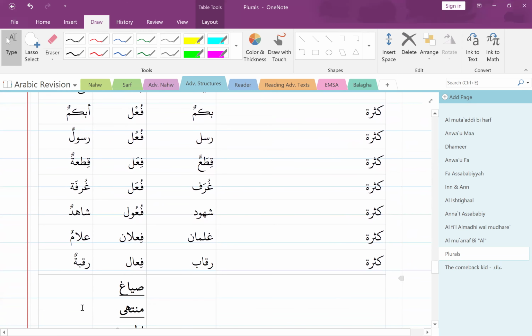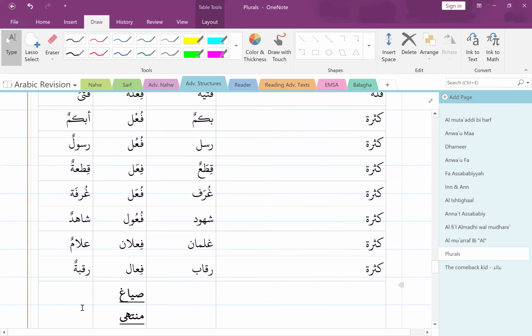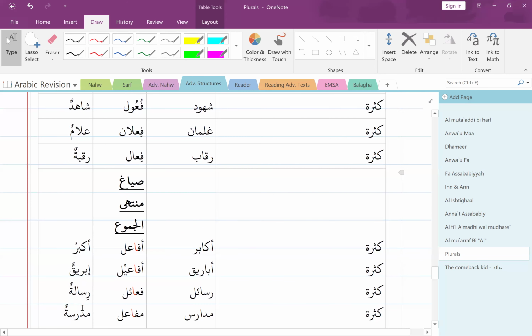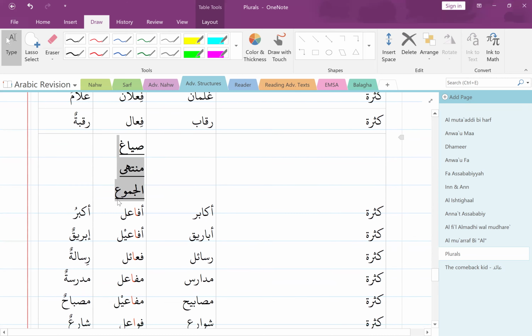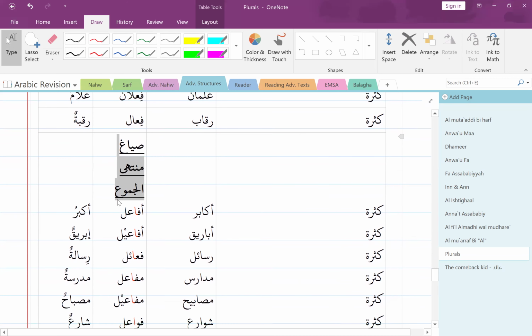I'm going to share this with you so that you can go through them and just get some idea of all these patterns. But what I'm going to mention lastly here is this pattern that probably you may not be familiar with, but I mentioned it yesterday. So this is the siyaq muntaha al-jumu'a.